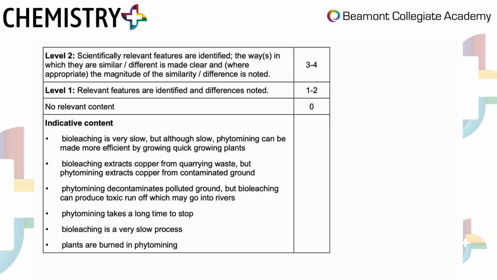Okay. Bioleaching is very slow, but although slow, phytomining can be made more efficient by growing quick-growing plants. Bioleaching extracts copper from quarrying waste, but phytomining extracts copper from contaminated ground. Phytomining decontaminates polluted ground, but bioleaching can produce toxic runoff. Phytomining takes a long time. Bioleaching is a very slow process. Plants are burned in phytomining. All this information could have been obtained from the table provided. Make sure you use the information provided.